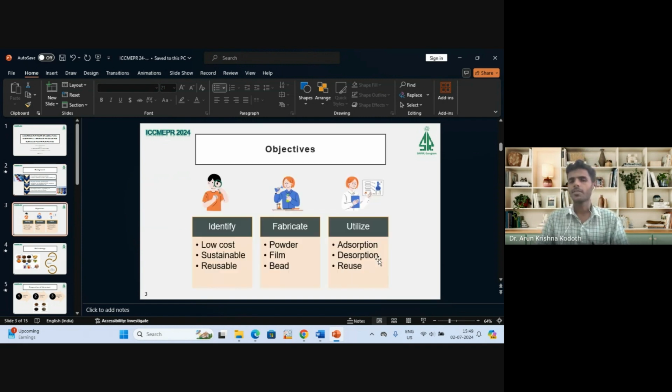So the main objective of the work is to identify a material that is low-cost, sustainable, and reusable for multiple uses. Next, after selection of the material, comes the fabrication of the material, whether it should be in the form of powder, film, or bead. And afterwards, where we are going to apply it: it must be applied for the adsorption process, or desorption has to be carried out. Again, reusability of the material has to be checked. So this is the main objective of the process.